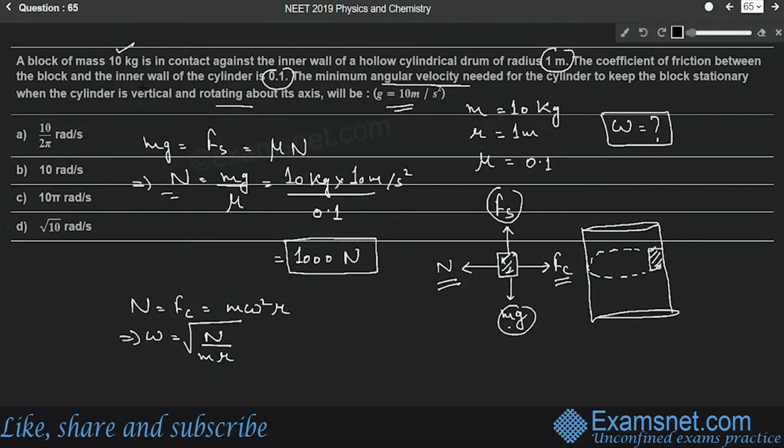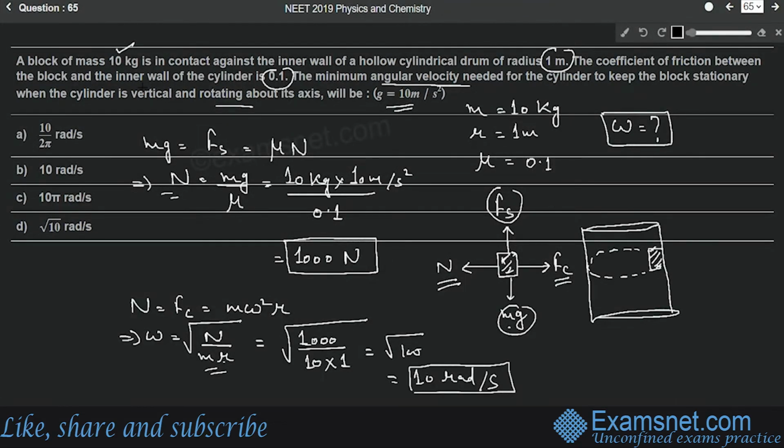Okay, from here, so let's put the values here. N is given as 1000, we have just calculated. M is given as 10 kg, and r is 1 meter. Okay, so that will be equal to root 100, that means 10, and the unit will be radian per second. So the correct answer will be 10 radian per second. It is the angular speed.